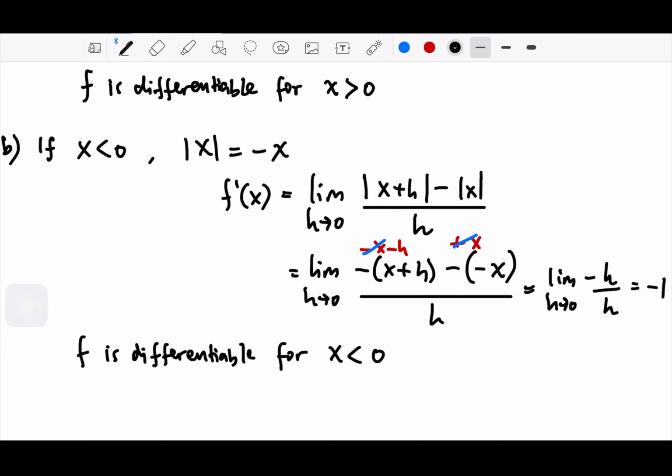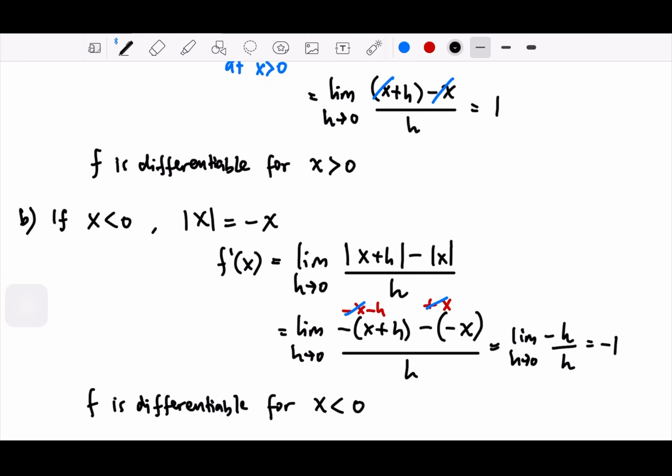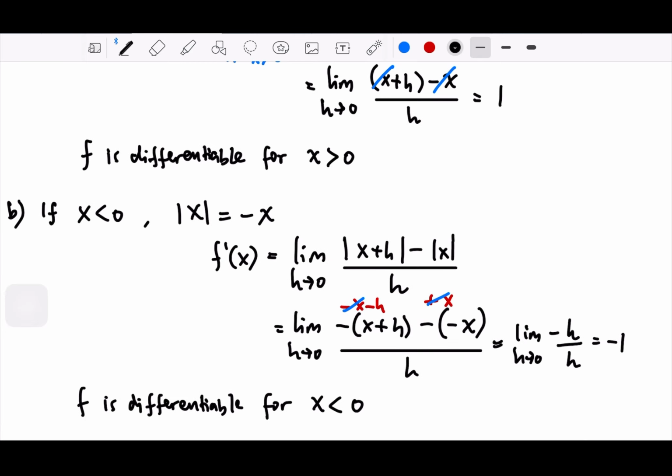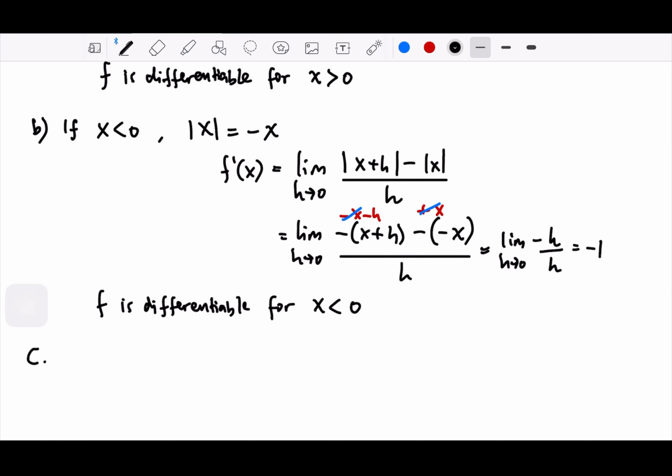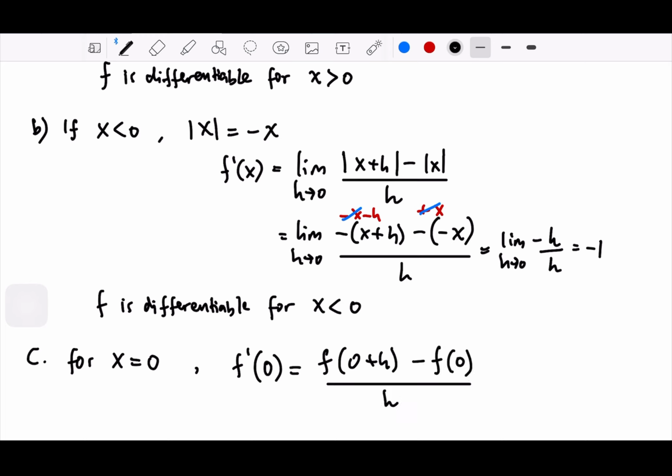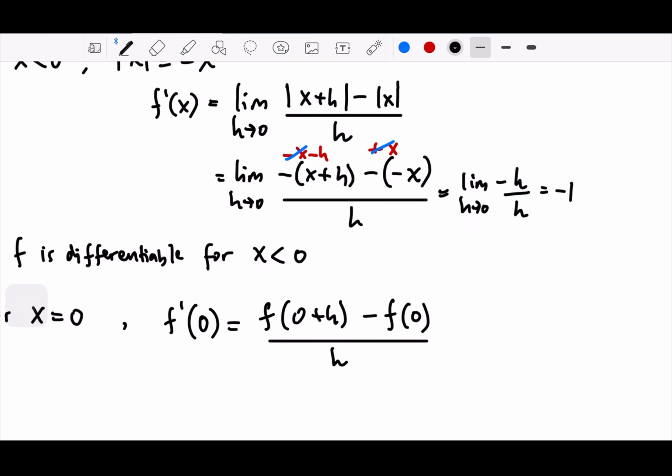Now the problem arises because this has two distinct values, so we need to evaluate at x equals 0. So this is the second section. Now the third section, we need to compute for x equals 0. So we need to investigate f prime of 0 equals f of 0 plus h minus f of 0, divided by h. And this results in, oh sorry, I forgot to write the limit.